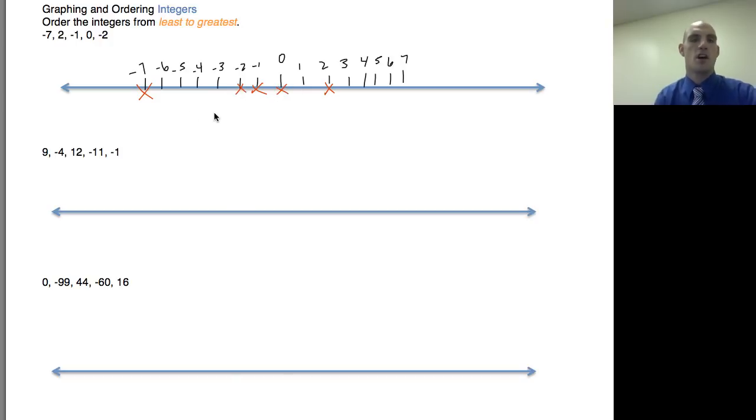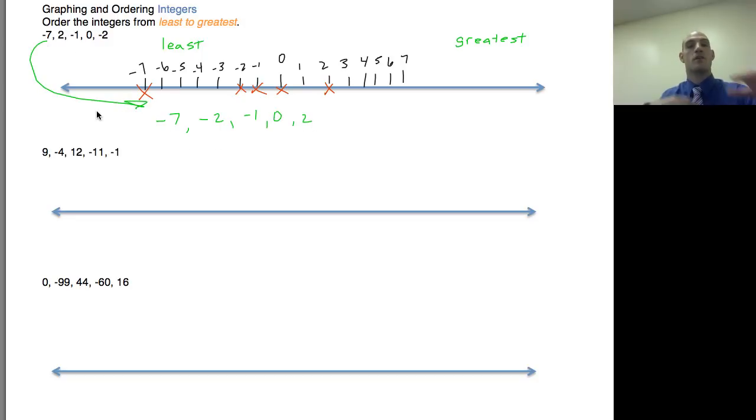And -2 is here. If I then try to put them in order, I can go from least to greatest. Least is going to be over here, and greatest is going to be over here. So if I put these in order from least to greatest, I've got -7, -2, -1, 0, 2. It was simple because I just put them on that number line. Let's see if you can do the next one on your own.